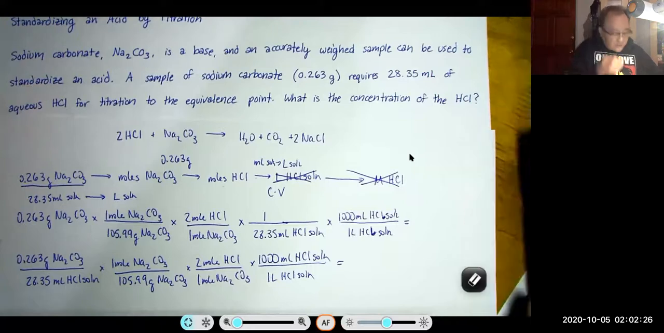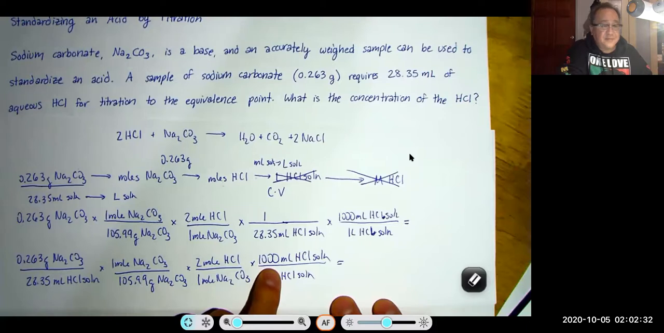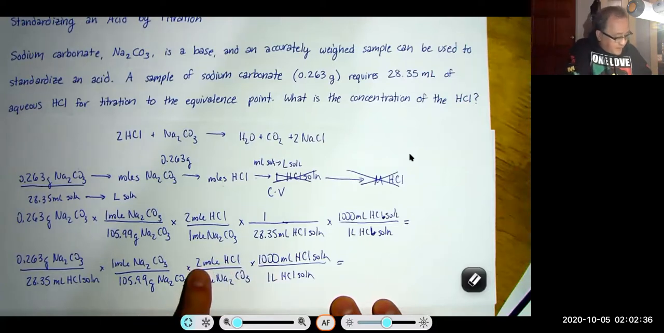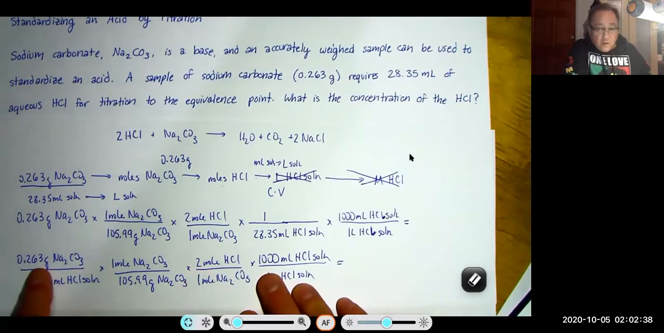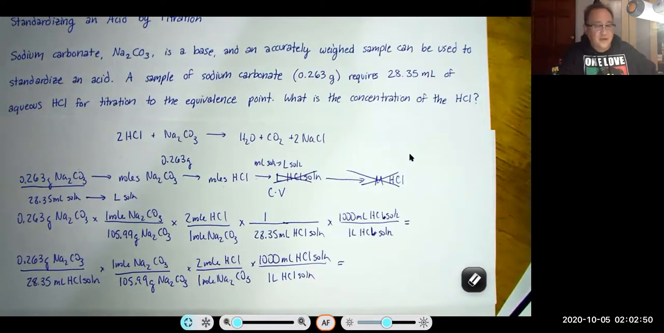So let's see what the estimate of the answer is going to be. Does everyone agree that 100 will go into 1,000 about 10 times? And 10 times 2 is 20. And 1/4 of 20 is about 5. And 5 divided by 28.35 is like 1 in 6. So that makes it about 0.15.